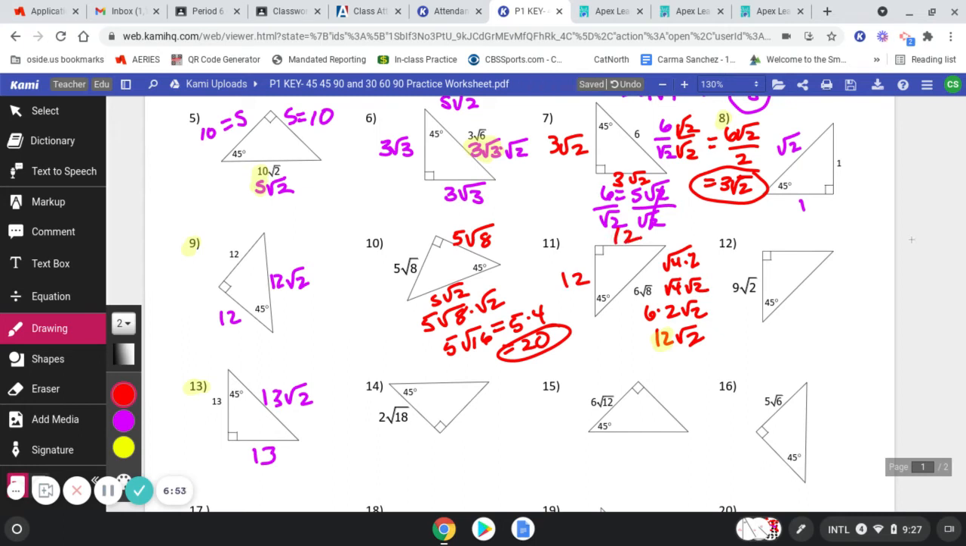Okay, on this one, 9 root 2 is the side length, so 9 root 2 is this side length. So my hypotenuse is always going to be the side length times root 2. So we're going to go 9 root 2 times root 2. So we're going to go 9 root 4. The square root of 4 is just 2. So my hypotenuse is 18.